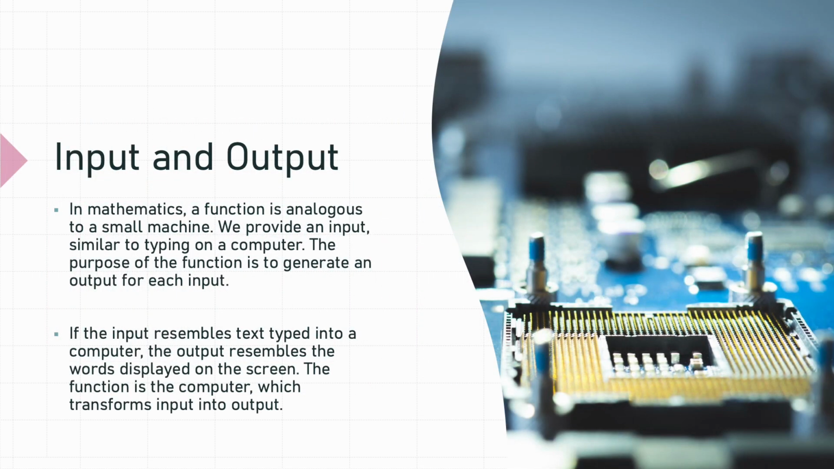A mathematical function can be thought of as a little machine. In the same way that one types into a computer, we supply an input. Each input to the function should result in a corresponding output. If the input seems like something you'd type into a computer, the output will look like the words on the screen. The computer serves as the function by converting input into output.